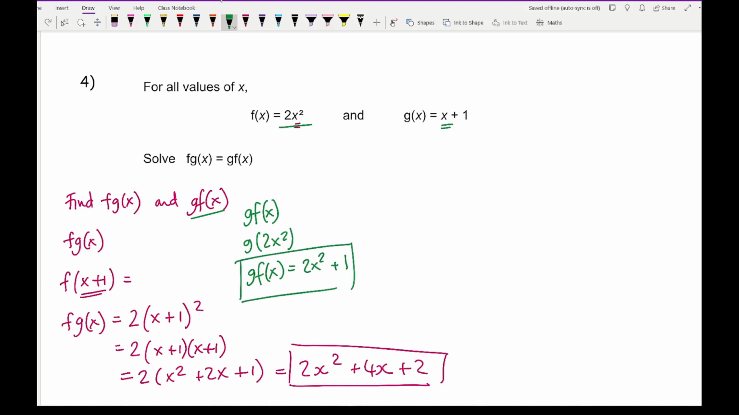So now what I need to do is make those two things equal to each other. So here I've got 2x squared plus 4x plus 2. And that equals the green box, which is 2x squared plus 1. Now, as you can see, both sides have got 2x squared, so I can cancel them down. So I've got 4x plus 2 equals 1. 4x equals minus 1. And so x equals minus a quarter.